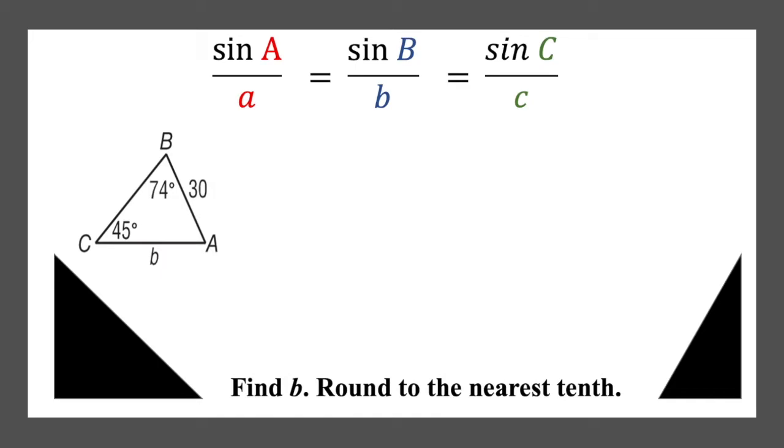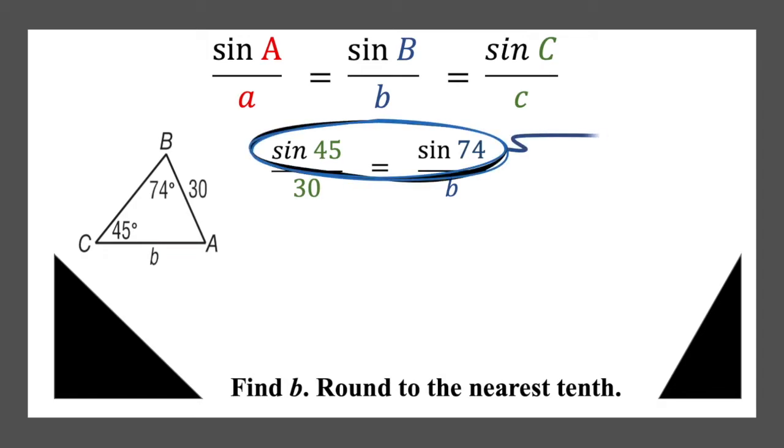So here we have a triangle, and we need to find the length B. So we know C and the side across from it. So if we take the sine of 45 divided by 30, that'll equal the sine of B and the length across from that. So the sine of 74 divided by B, which is what we're looking for.